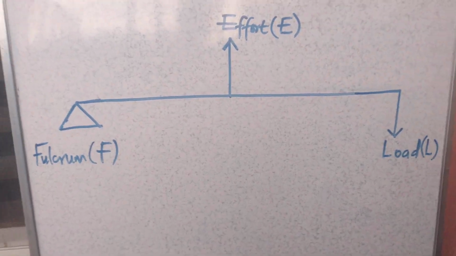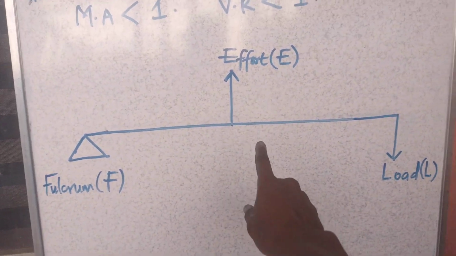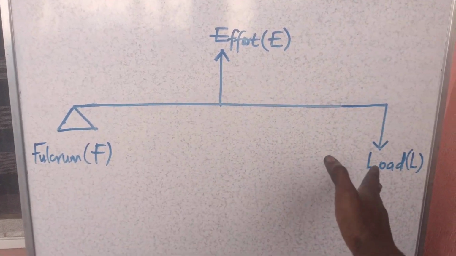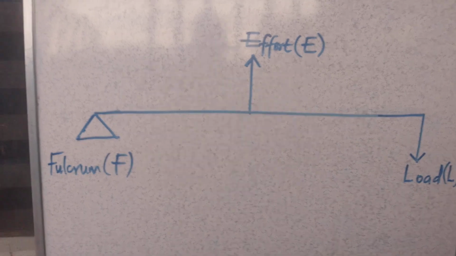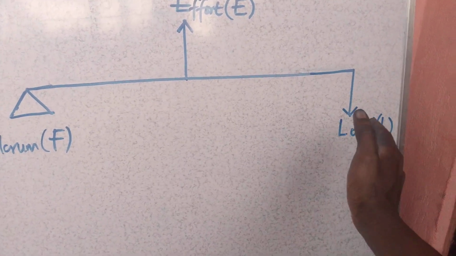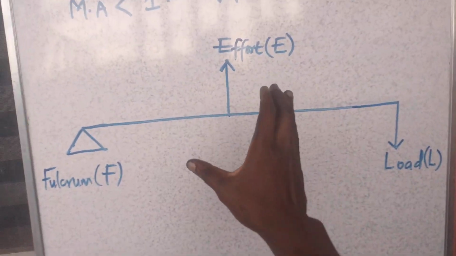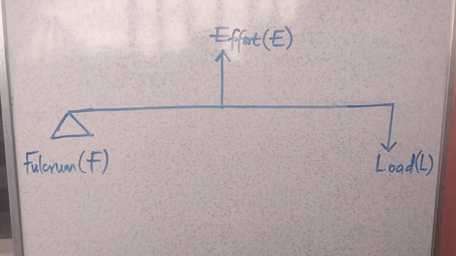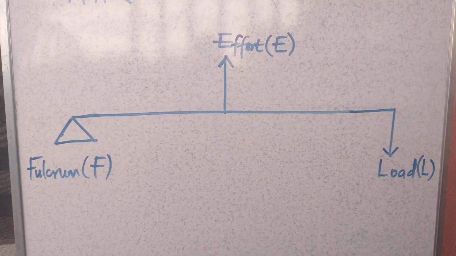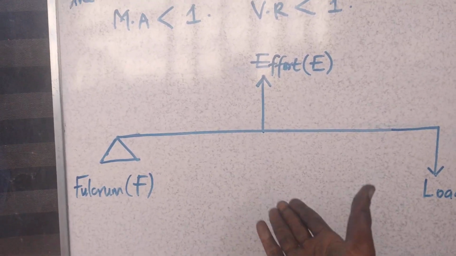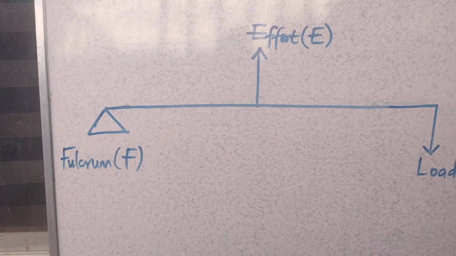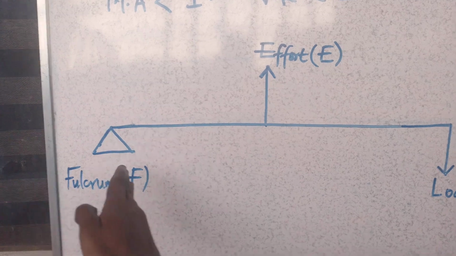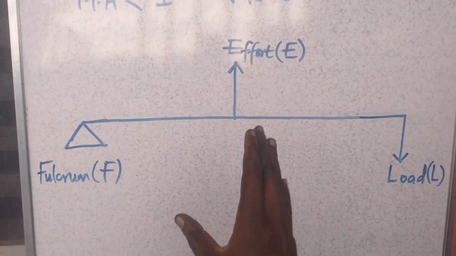Now this is the diagram of the third order lever. You see that the effort is in the middle, between the fulcrum and the load. This is the effort right there at the middle. So for a first order lever, the fulcrum is in the middle. For a second order lever, the load is in the middle. And for a third order lever, the effort lies in the middle, in between the fulcrum and the load. That's the third order lever.